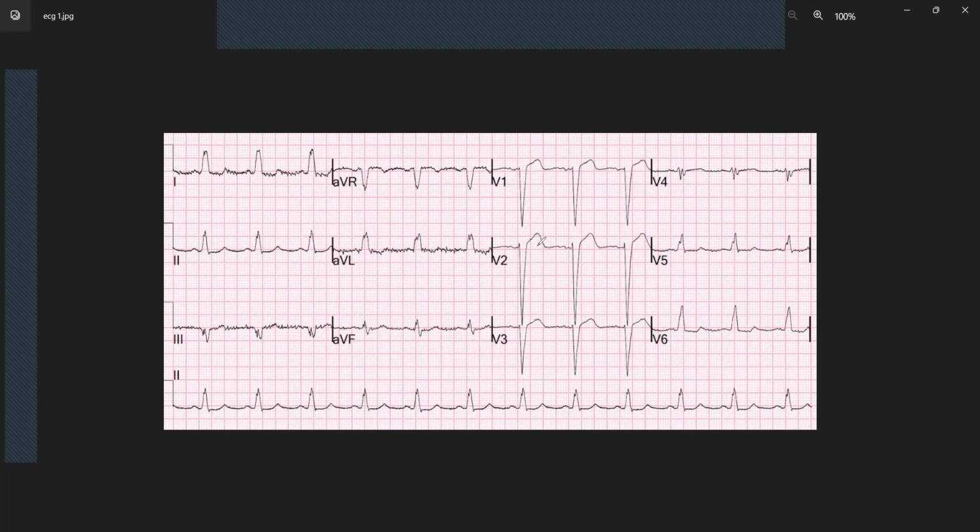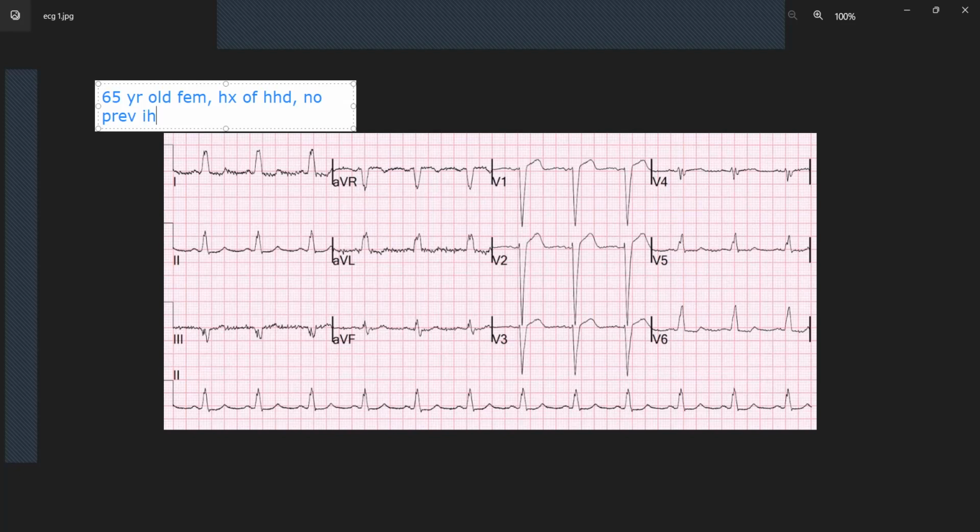However, the one thing that made us worry was this patient had symptoms of an acute ischemia. So I'm going to just try and put it in here. What we had was, if I remember correctly, a 65-year-old female with a history of hypertensive heart disease, no previous ischemic heart disease. And the patient was diaphoretic. Pain, not typical.